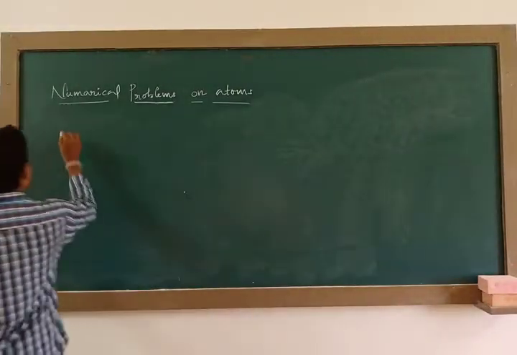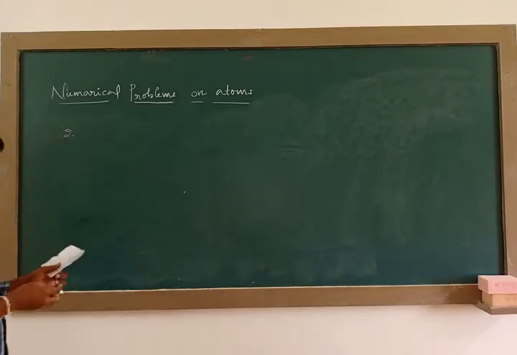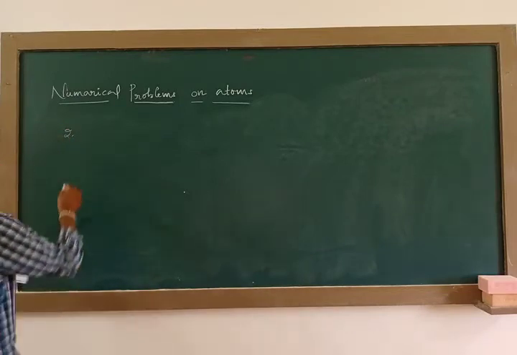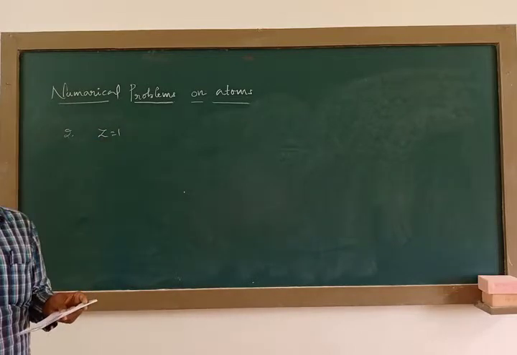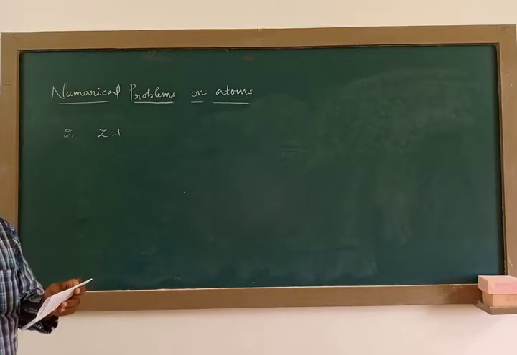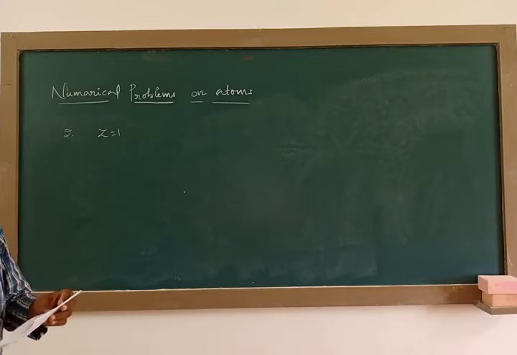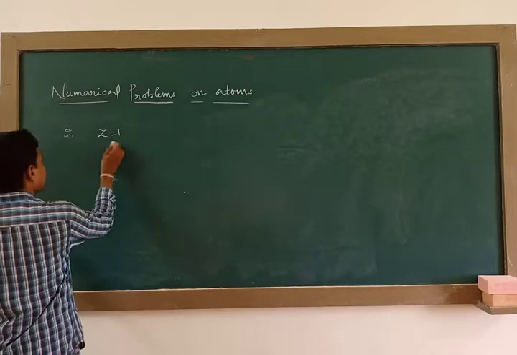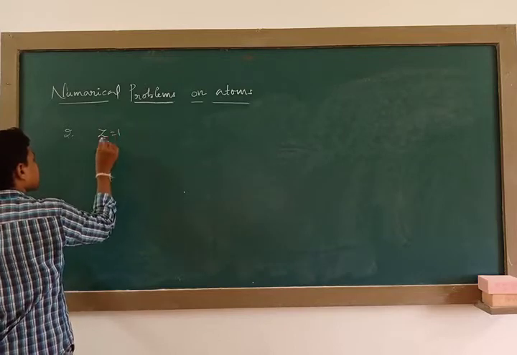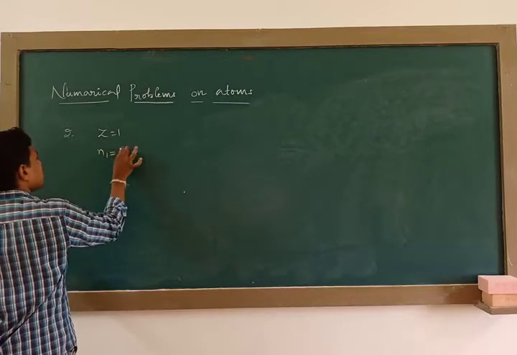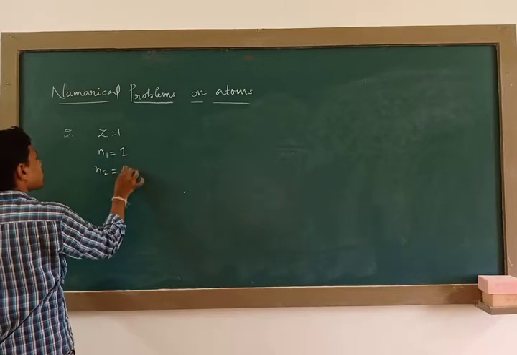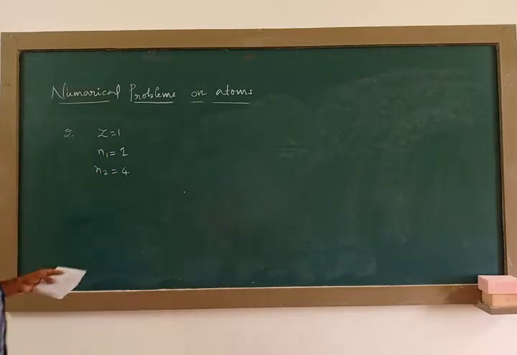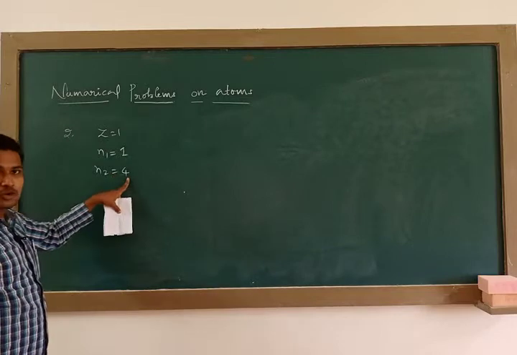See second one, a hydrogen atom. So hydrogen atom, Z is equal to 1, atomic number 1. A hydrogen atom absorbs energy such that transition occurs from first orbit to the fourth orbit. So there is a hydrogen atom. This hydrogen atom is absorbing the energy from first orbit, thereby it is going to transit to the fourth orbit, that is N1 is equal to 1, N2 is equal to 4.